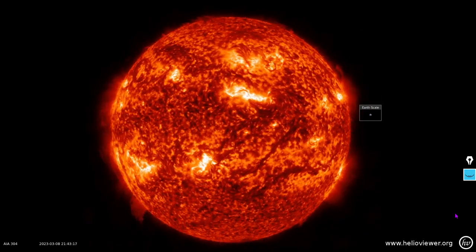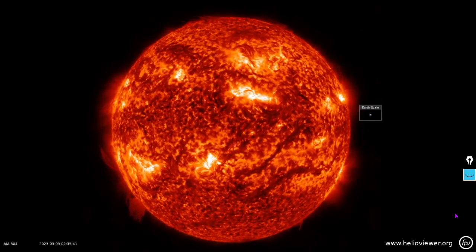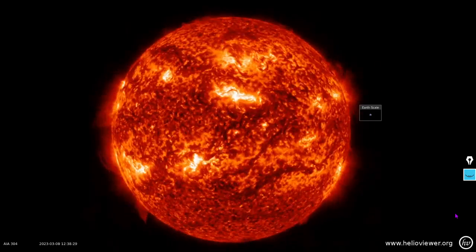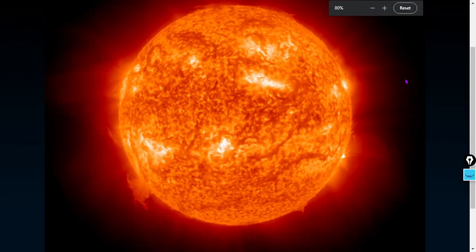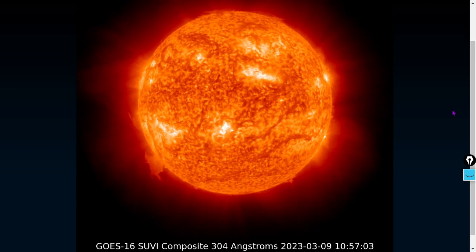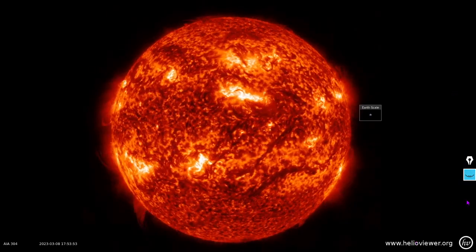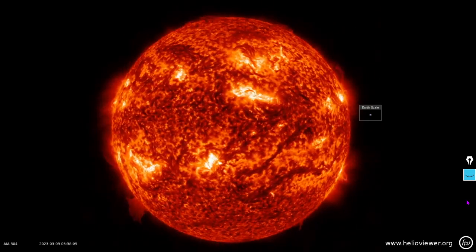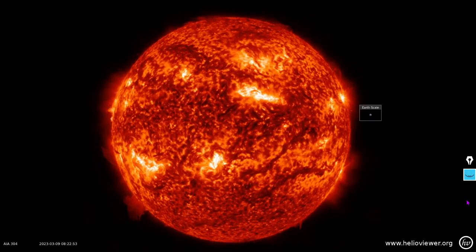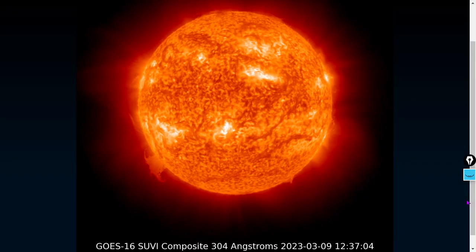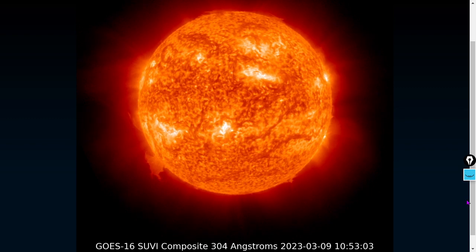In fact, we can expect to see one today. It's another one of those days with a 99.9% chance of additional CMEs happening, which could be earthly directed. It's just too early to tell. So here's the GOES 16 SUVI for the past couple of hours. That last video, that's the last 24 hours from SDO with its high resolution. Here's the past couple of hours in GOES 16 SUVI with its wider field of view.